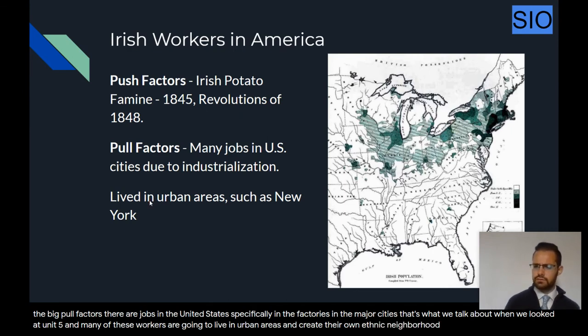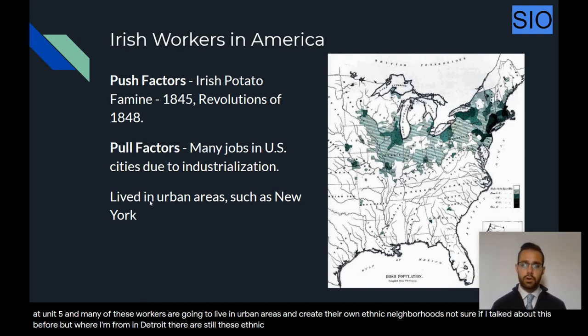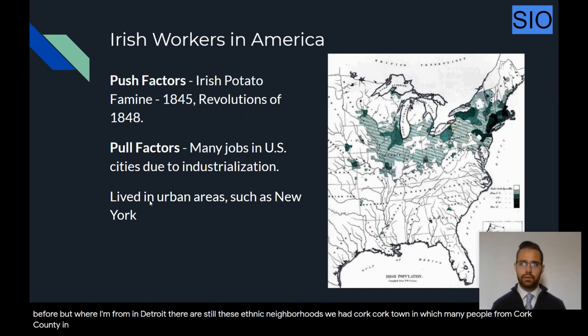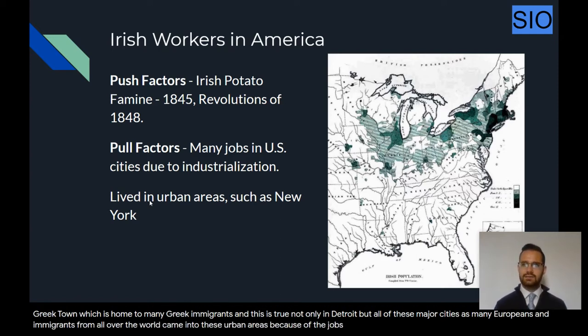I'm not sure if I talked about this before, but where I'm from in Detroit, there are still these ethnic neighborhoods. We had Corktown, in which many people from Cork County in Ireland came over and happened to settle there. We had Mexican Town, which was home to many Mexican immigrants. We had Greek Town, which is home to many Greek immigrants. And this is true not only in Detroit, but all of these major cities, as many Europeans and immigrants from all over the world came into these urban areas because of the jobs and set up their own ethnic neighborhoods. You'll talk about that more when you look at AP US history next year.